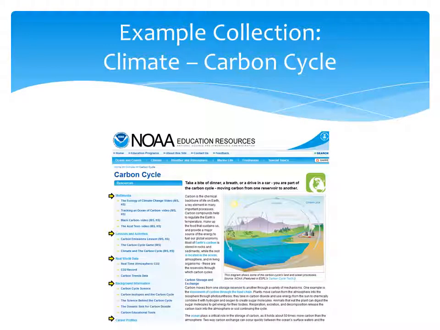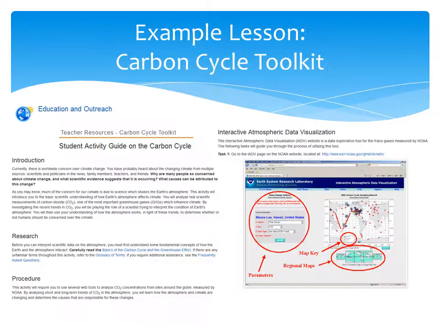Let's look at an example. I selected Carbon Cycle from the Climate topic drop-down menu to access the Carbon Cycle collection website, which features an overview as well as a menu at the left of the page organizing the contents of the collection by sections. These sections include multimedia, lessons and activities, real-world data, background information, and career profiles.